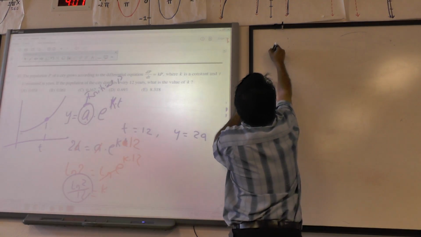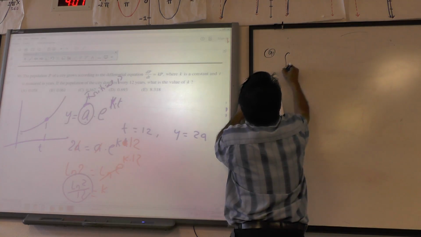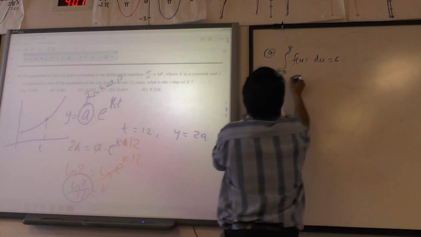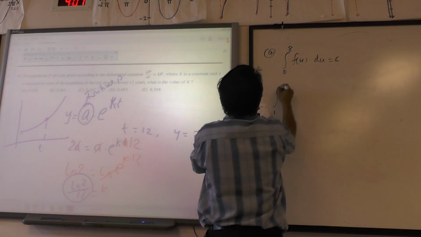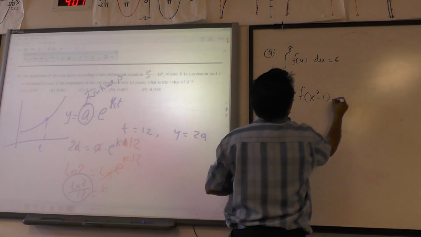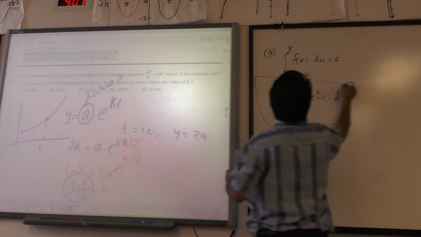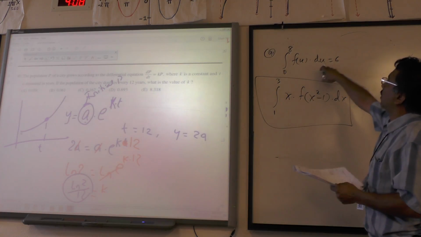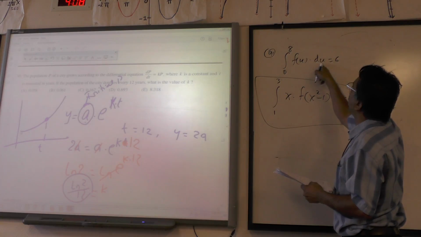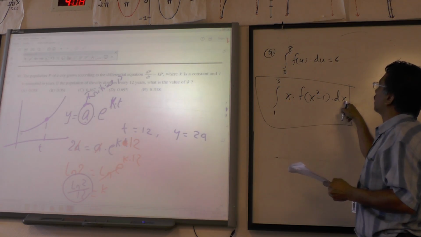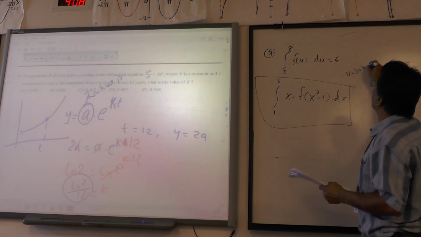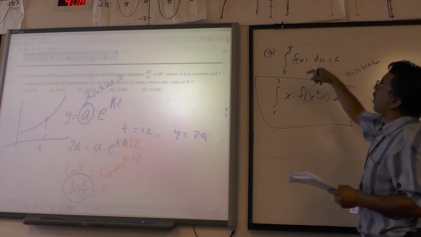Problem number 91. It tells you the integral from 0 to 8 of f(u) du is 6, and the question is, what is the value of this integral? You are given this value is 6. It has a u. Do you see u there? This one has an x. So the whole point is, can I reduce this using a u substitution to get that form?